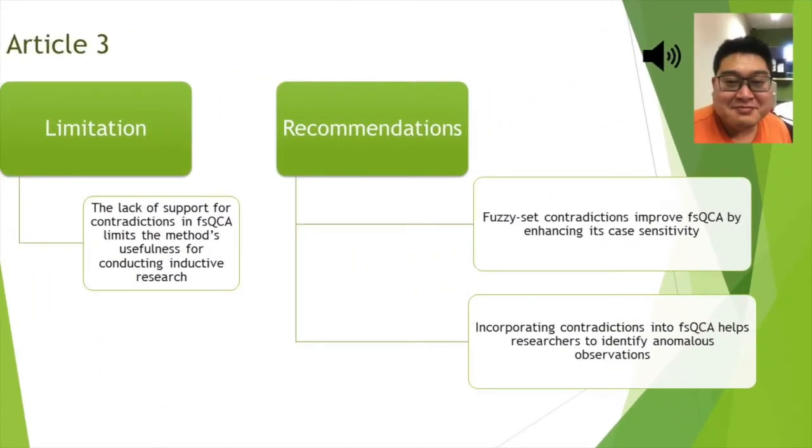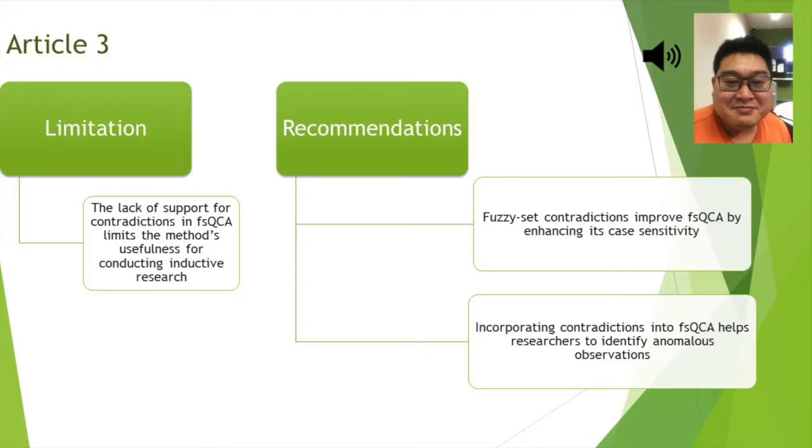Hi everyone, my name is Yu Changlong. My presentation will mainly focus on the limitation and the recommendations. Firstly, when it comes to the limitation, it's hard to find the evidence of the limitation. So I tend to search the resource online.